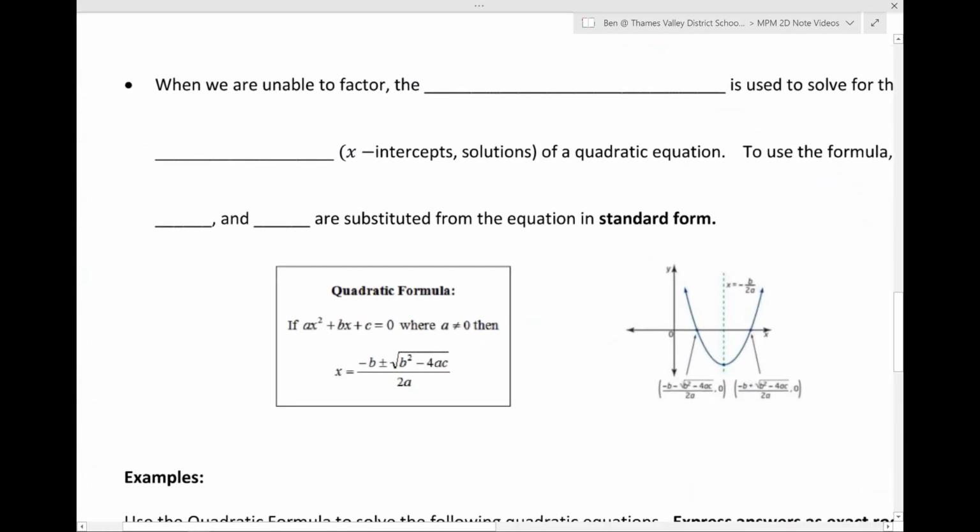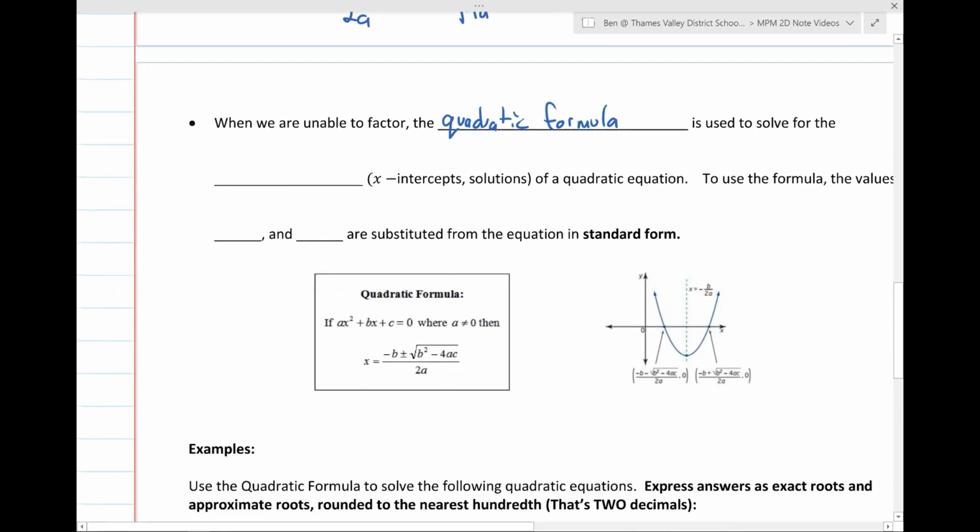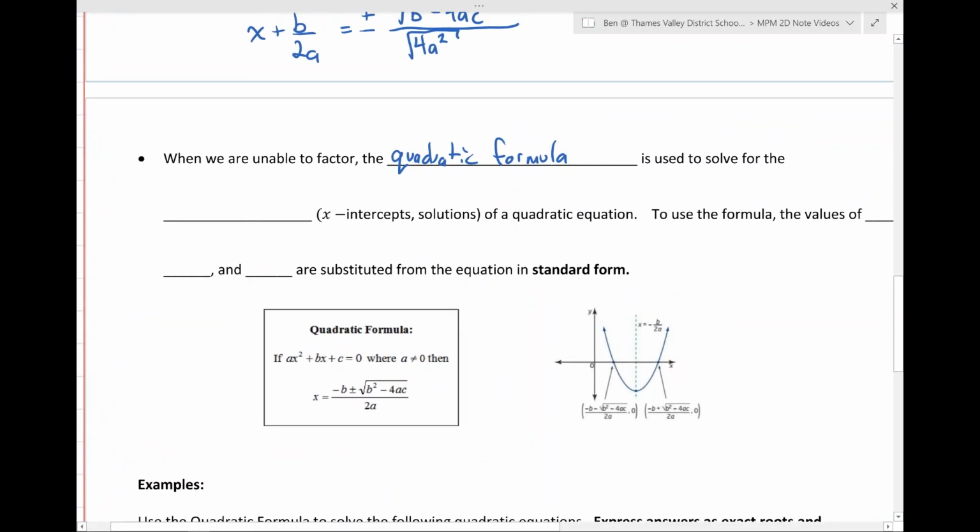So when we're unable to factor, that's when we're going to use our quadratic formula. We actually could use it more often than that if we wanted to, but the quadratic formula is more challenging to use than relying on our factoring skills that we've learned in the previous unit. So when we can factor, we still want to factor, but the quadratic formula will be a tool in our toolbox that we can rely on if factoring is not an option, because not every single equation can be factored. It's used to solve for the roots or solutions or x-intercepts or zeros of a quadratic equation.